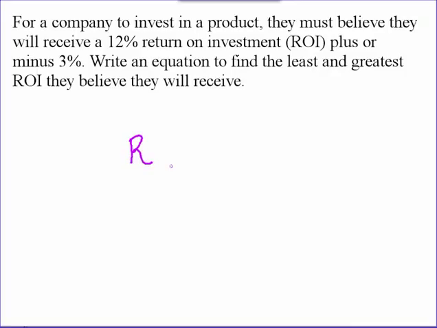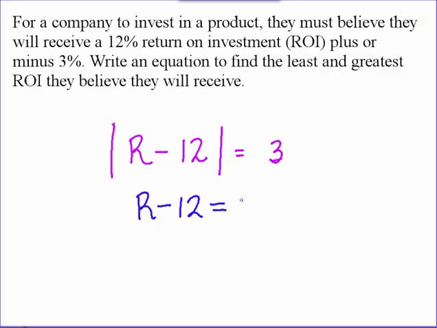Okay, and I know that the difference between R and 12 has to be what? 3. Now the interesting thing is that it's got to be plus or minus 3. So I'm going to go ahead and use absolute value signs there. Now in order to solve that, what are you going to do to both sides? How do you undo an absolute value? Remember, how we undo an absolute value is we take both the positive or the negative.